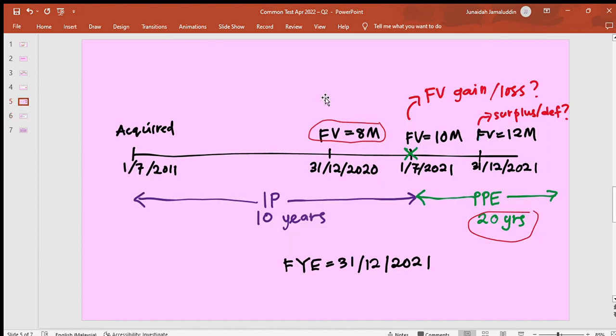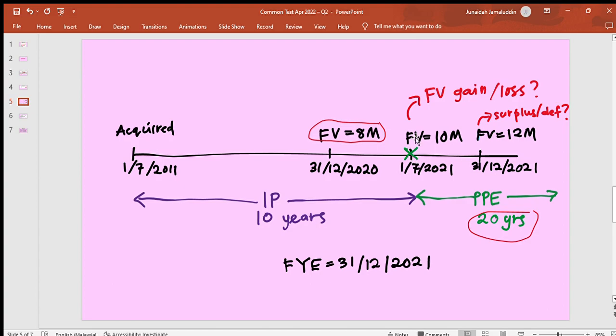Okay, so we know that on 1st July 2021, the date falls under the financial period of the financial statements, right? So what happened on 1st July 2021? There is a transfer from IP to PPE, so we need to find fair value gain or loss. Okay, this is very easy. If we use the fair value model, it's very easy.